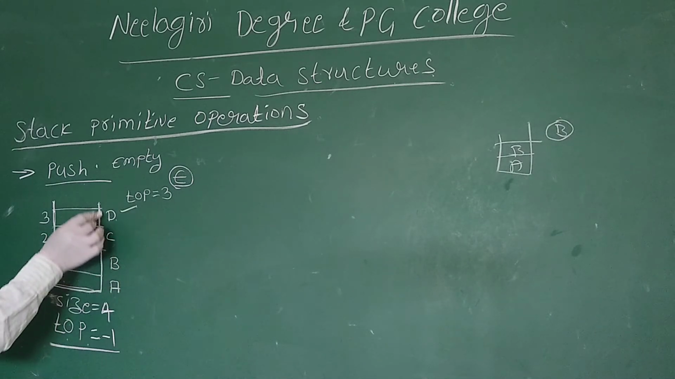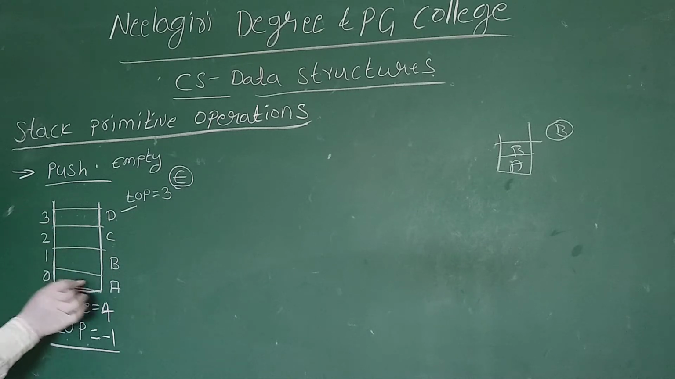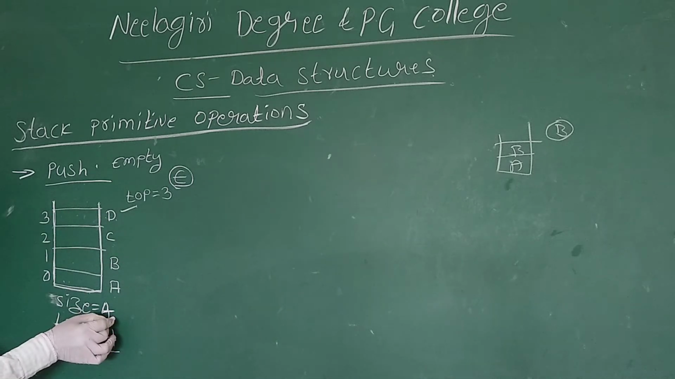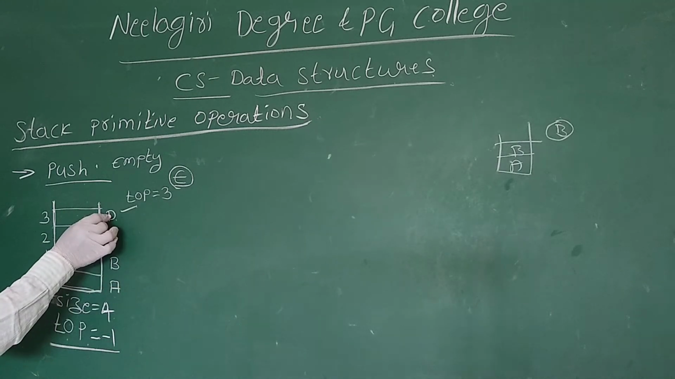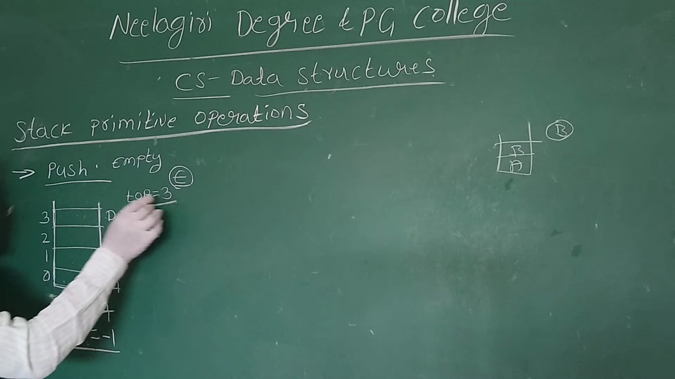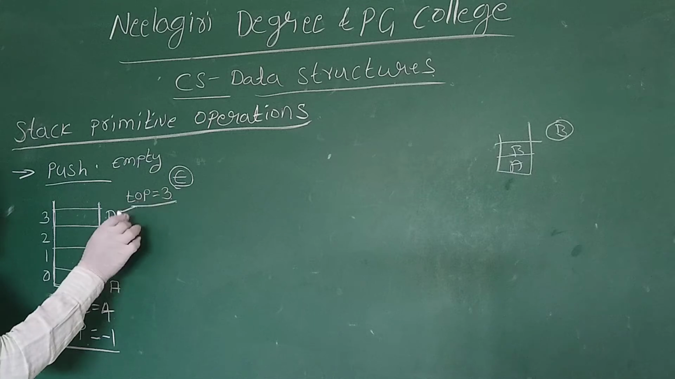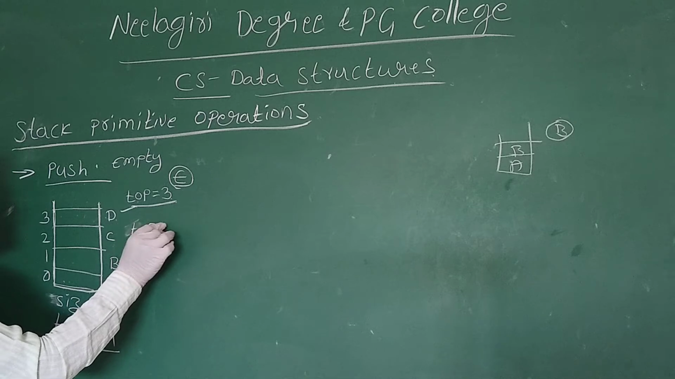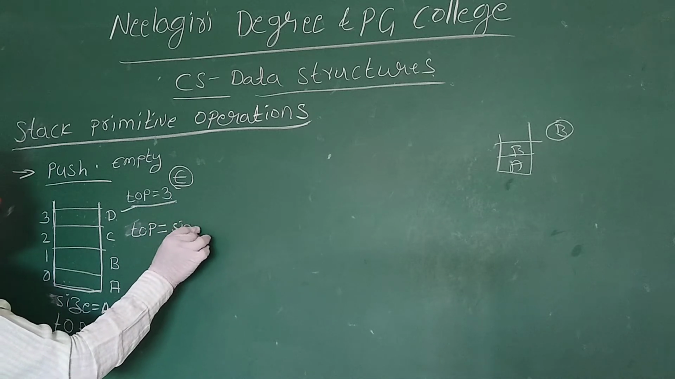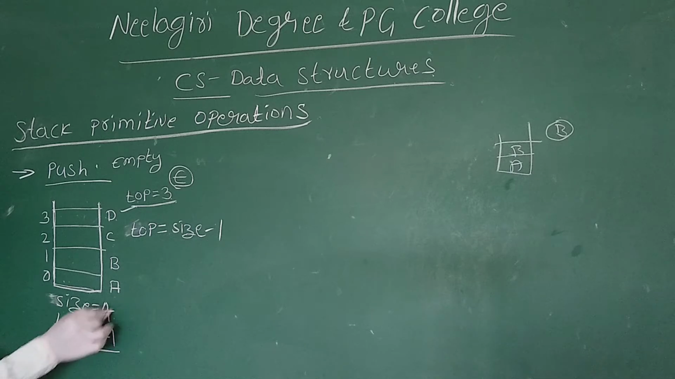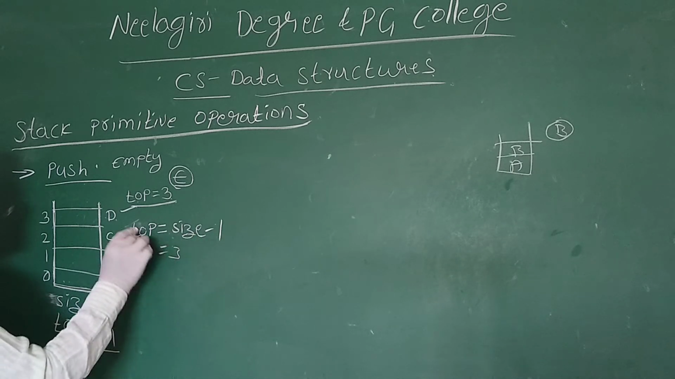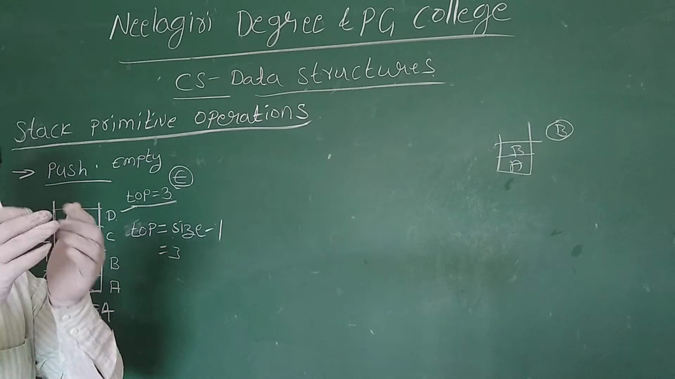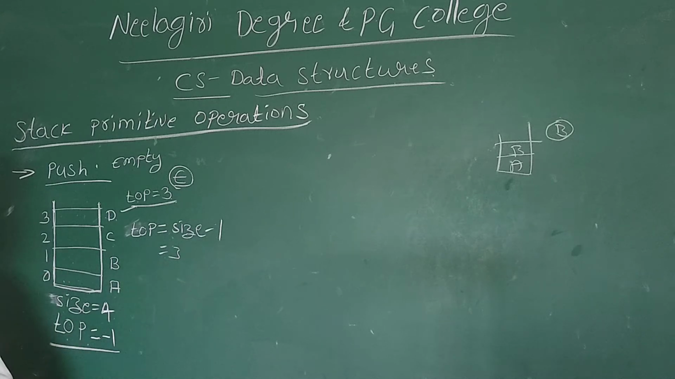How do we find out the stack is full? In this situation, the stack is full, because the size of the stack is 4 and already 4 elements are there. When there are 4 elements, what is the top value? 3. That means whenever top is equal to size minus 1, what is the size? 4. 4 minus 1 is 3. Whenever top is 3, we can say that the stack is full. We cannot insert any more elements.